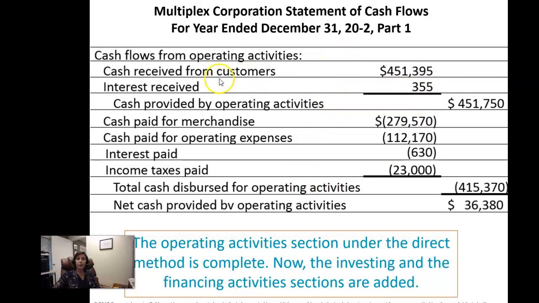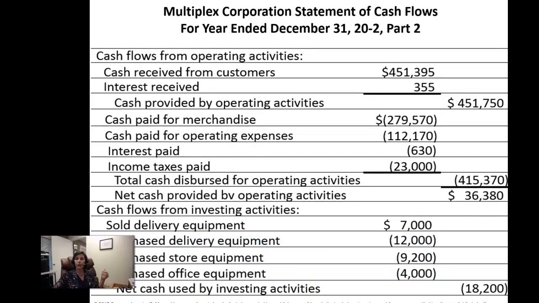As I said, we just took the numbers from that last column and plugged them into the format that we use for the direct method. And from there, once we get through our operating activities, we then move to investing and financing activities. So this is just cash by operating activities.